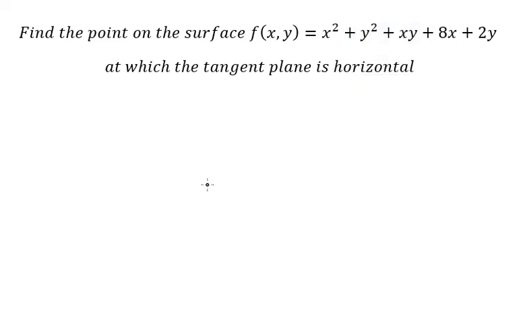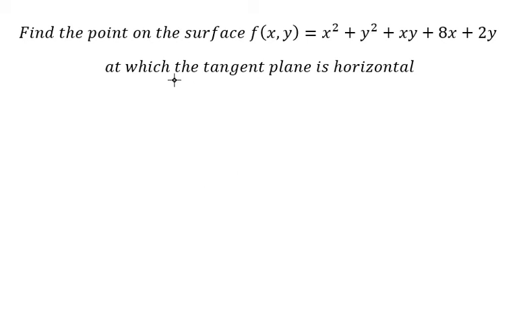Hello everybody. So today I want to talk about calculus. The topic today is about partial differentiation. So now I want to show you how to answer.